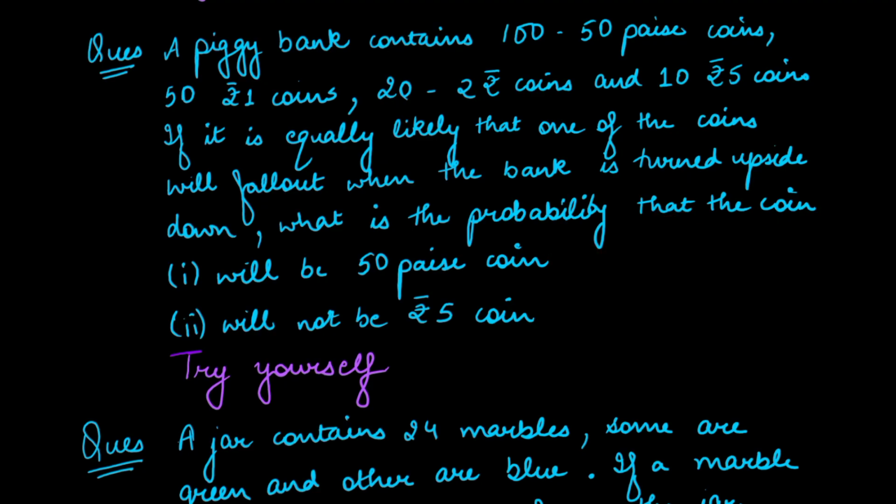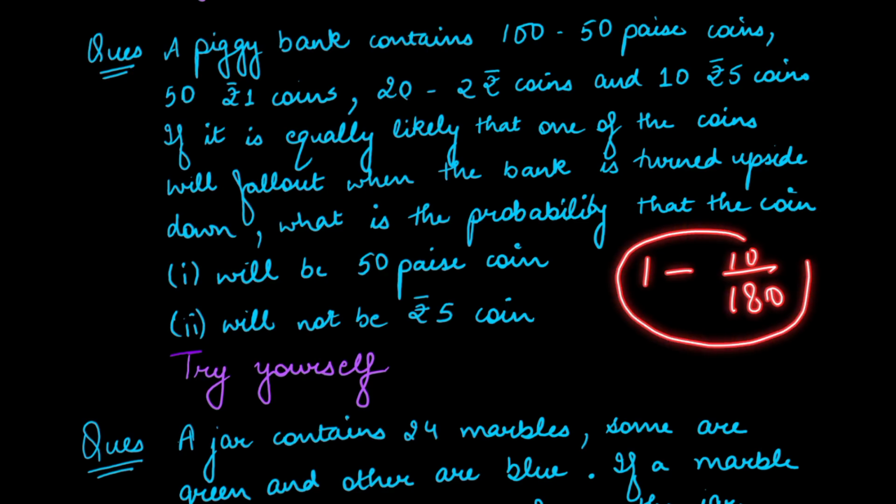Okay. Now, second part is will not be a 5 rupee coin. Now, this we can do in any way. If it is not a 5 rupee coin, then it needs to be a 50 paisa coin, 1 rupee coin or 2 rupee coin. We can simply add them: 100, 50, 20, 170, so 170 by 180. Or we can just find the probability of getting a 5 rupee coin, that is 10 by 180, and we can subtract it from 1.